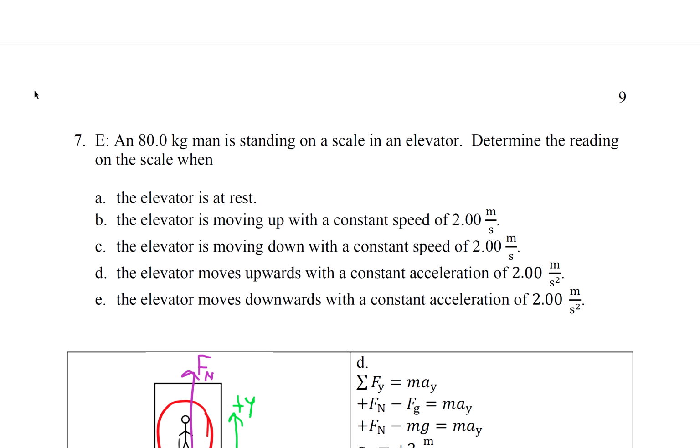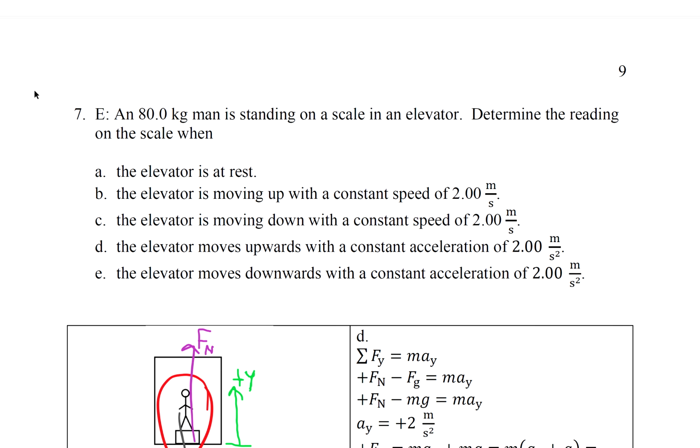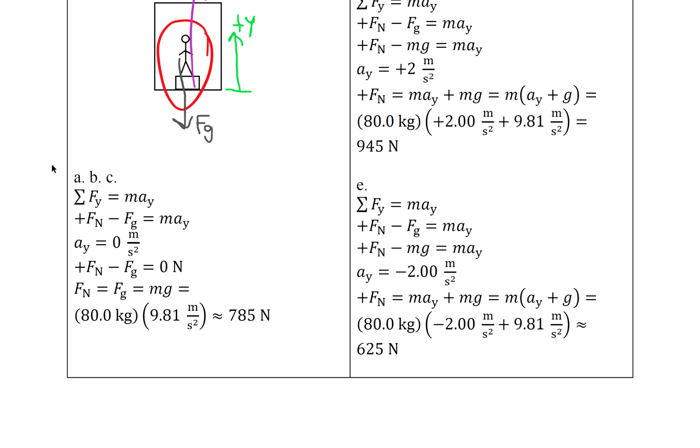Let's read 7b. An 80-kilogram man is standing on a scale in an elevator. Determine the reading on the scale when the elevator is moving up with a constant speed of 2 meters per second. If the elevator is moving up at a constant speed of 2 meters per second, a sub y is 0. So parts A and B have the same procedure, same solution.